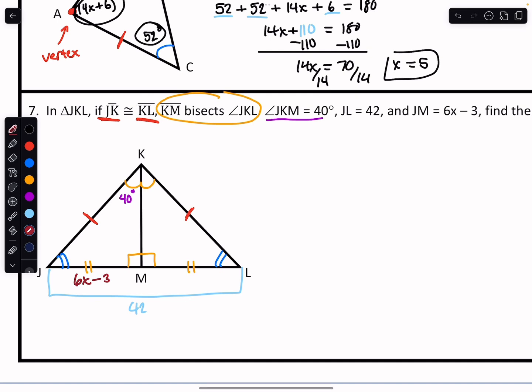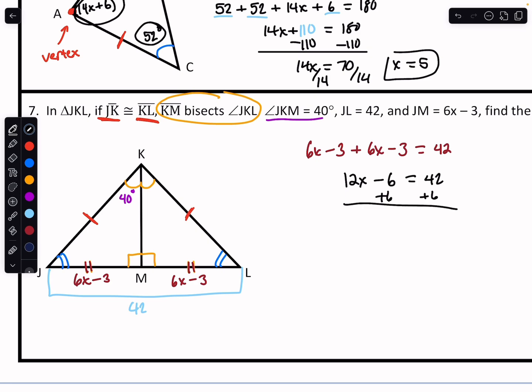But we did just discuss that the base is being cut in half by KM. So 6x minus 3 can go on the other side for ML. And that's where our first equation is going to come from, right? They want you to solve for x. 2 copies of 6x minus 3 is going to equal 42. This is that segment addition postulate all the way back from Unit 1. So that doesn't go away. Add like terms, you get 12x, you get negative 6, still equal to 42. And just look at the screen to follow the rest of the equation. Adding by 6 and dividing by 12, and you'll get that x is equal to 4.